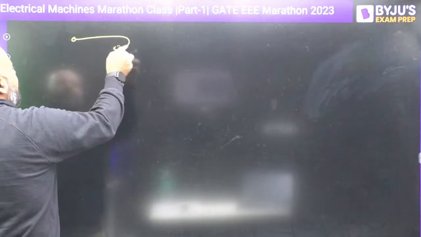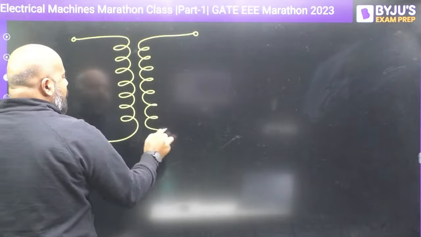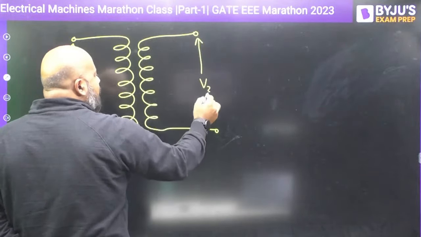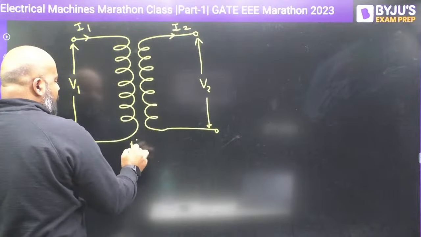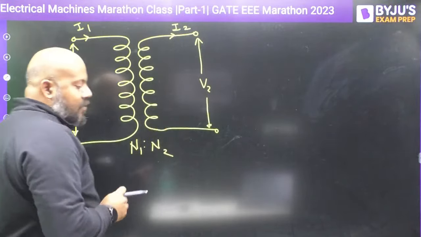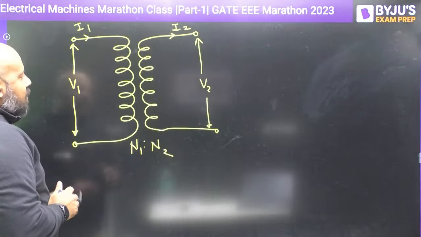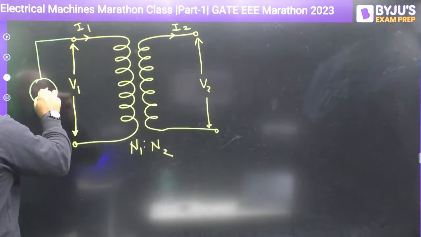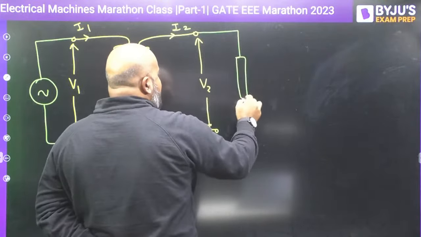So if you talk about the transformer, you all must be aware, if we talk about a two-winding transformer, voltages you can take as V1 and V2, both the sides. Currents you can take as I1 and I2. And the number of turns of primary and secondary, or input and output, you can say is N1:N2. Now this transformer, how it is going to operate? The basic idea of transformer is that one side of the transformer you are going to connect a source, to supply the load, and the other terminal you are going to connect a load. This is the basic idea.